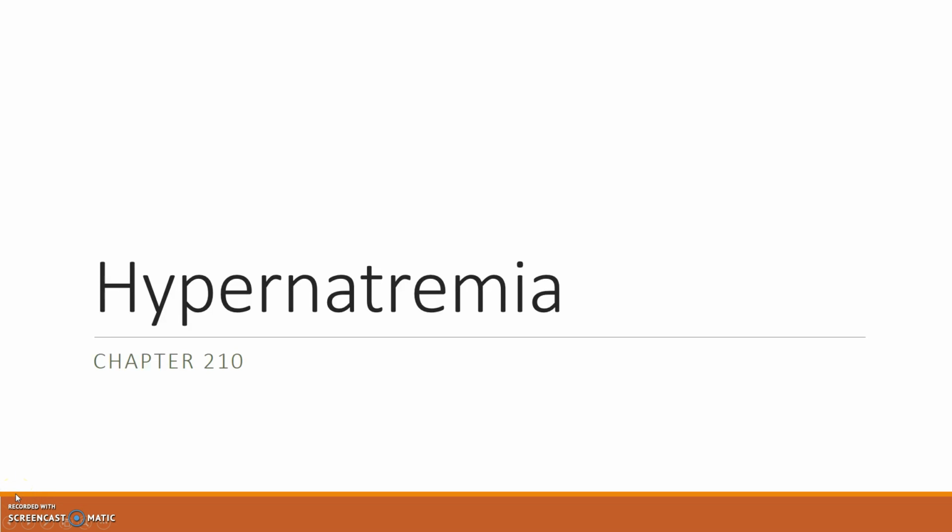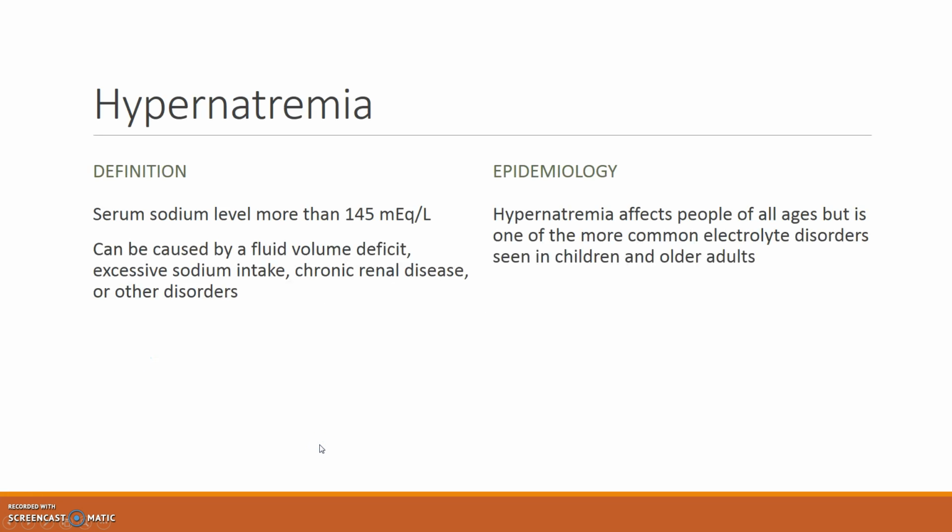Let's talk about hypernatremia just for a few minutes. It affects people of all ages, but it's one of the more common electrolyte disorders seen in children and older adults. It's defined as a serum sodium level of more than 145 milliequivalents per liter, and it's usually caused by a fluid volume deficit, excessive sodium intake, or chronic renal disease or other disorder.